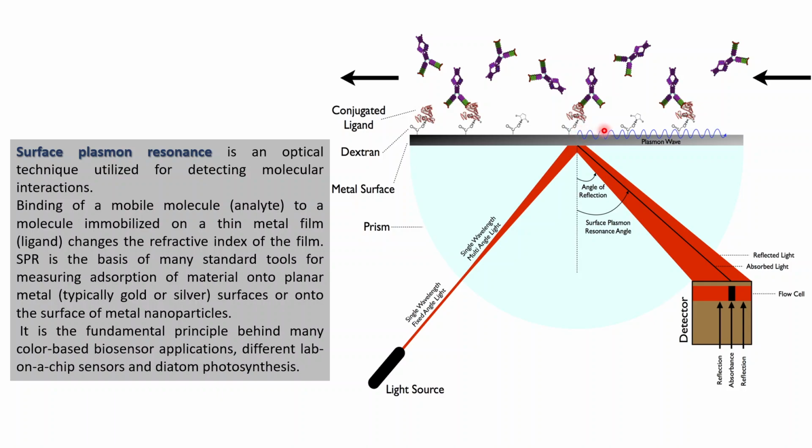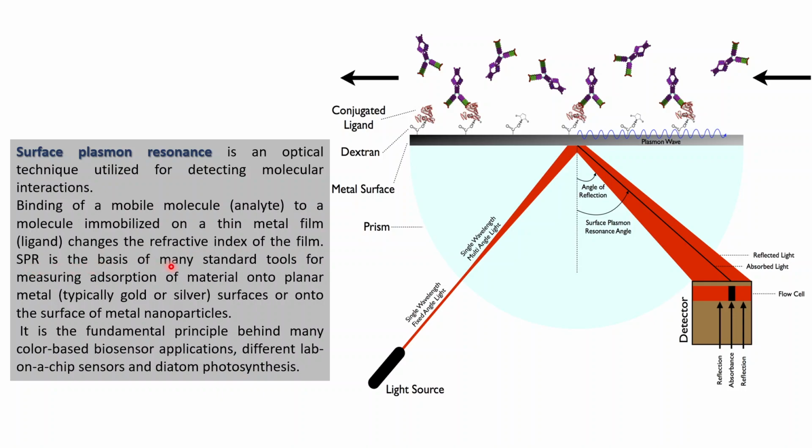Especially when it comes to the noble metals, there is a phenomenon called the plasmon wave, and it is an optical technique utilized for detection of molecular interaction, especially when something binds onto the surface. The change in plasmon waves can be detected and studied, and how they interact with the substrate can be analyzed. Binding of mobile molecules to a molecule immobilized on a thin metal surface, that is here the ligand, changes the refractive index of the film.